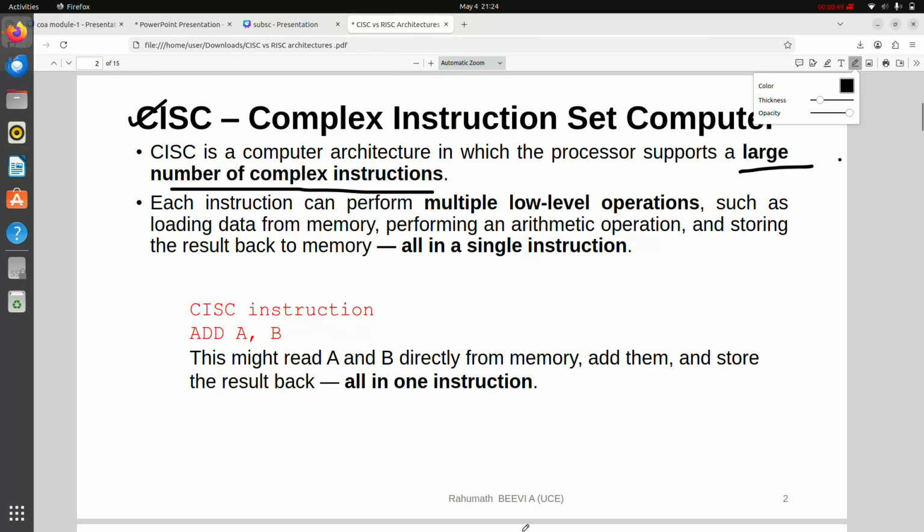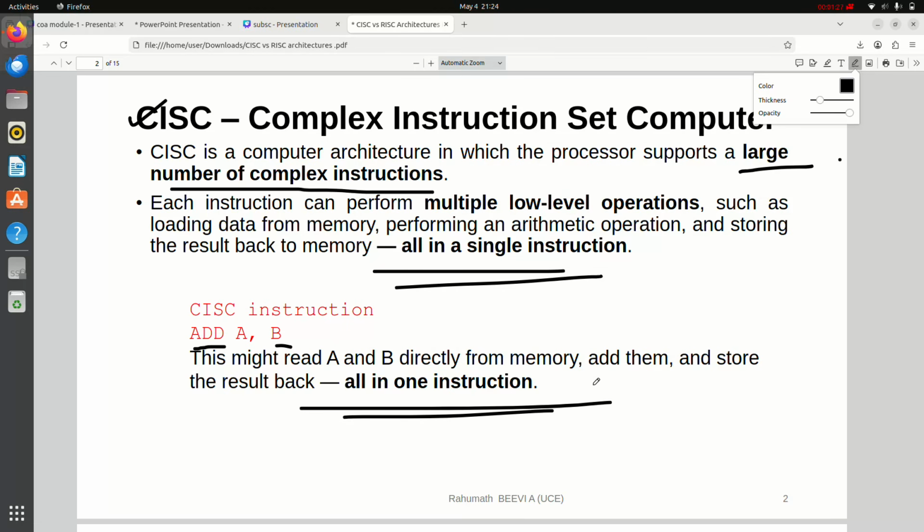So if you take one instruction from the instruction set, that one instruction can do all of these things: loading the data from the memory, performing the arithmetic operation, and storing the result back to the memory. All in a single instruction. For example, if I write add a comma b, this would read a and b directly from the memory, add them, and store the result back. All of these things happen in one instruction. Such a type is known as CISC.